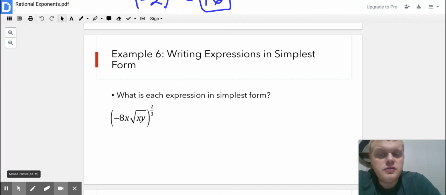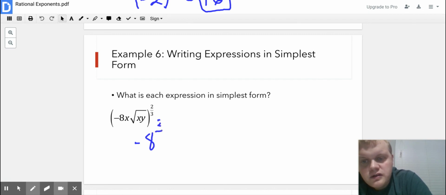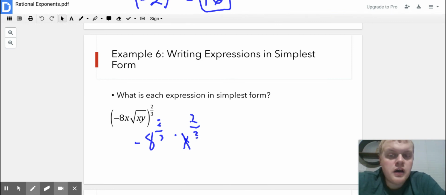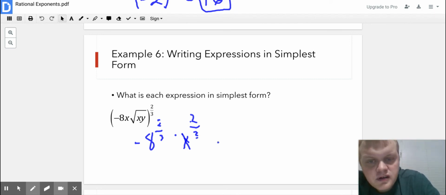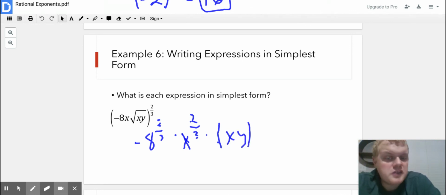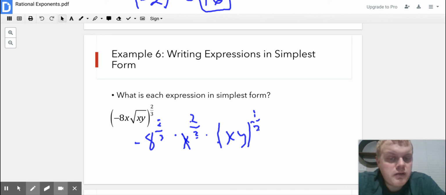So I'm going to distribute this 2/3 into both terms. So the way it's going to look is we're going to have negative 8 to the power of 2/3. We're going to have x to the power of 2/3. I'm going to rewrite this radical of xy here, okay? So again, if I wrote that in exponential form, I'm going to put this in parentheses here, times xy, because that's what's on the inside there. And that radical of xy would be to the power of 1/2. Because again, the denominator would be 2, which means if I rewrote that as a radical, it'd be radical 2, and it's to a power of 1 there.